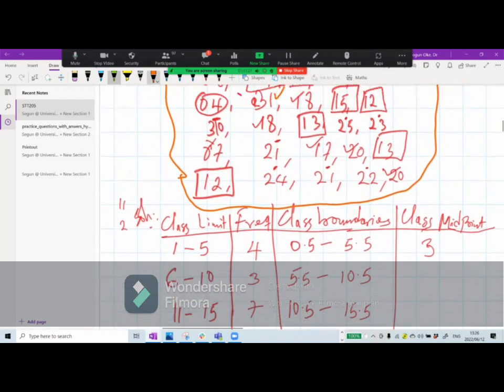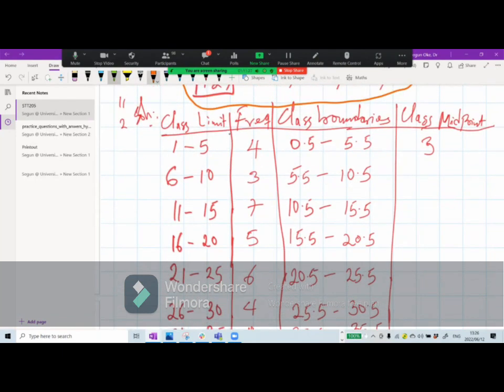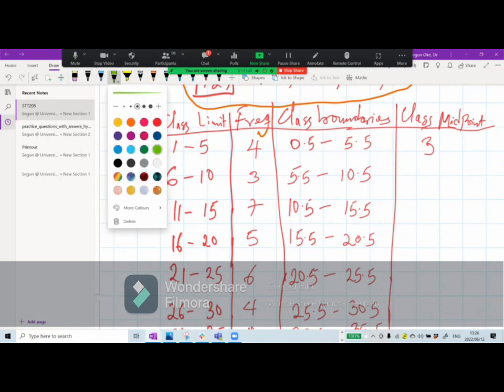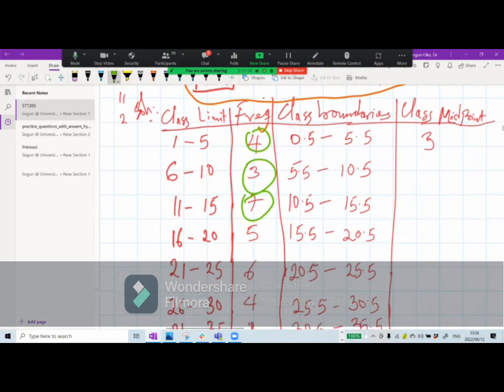Right. So here you are able to select them using your class limit from 1 to 5. How many values do we have from 1 to 5? We have this. 6 to 10, we have this. 11 to 15, like that to the end.